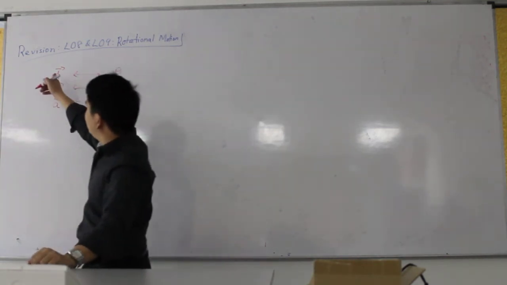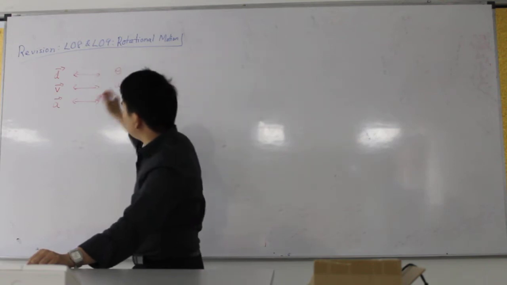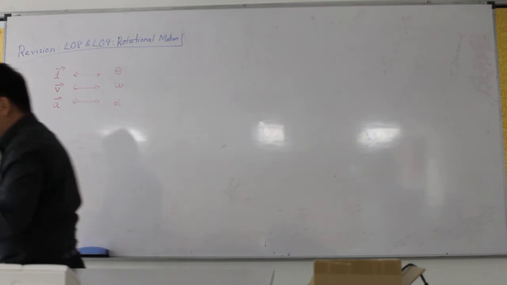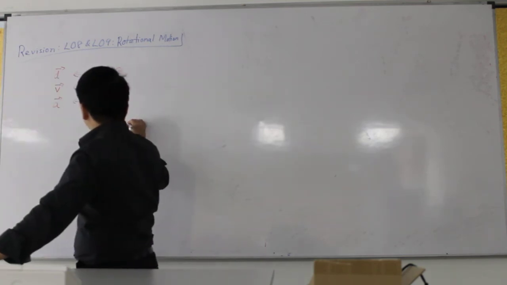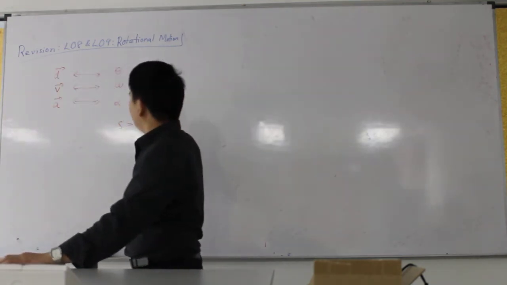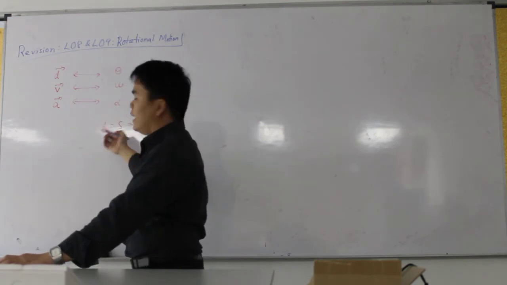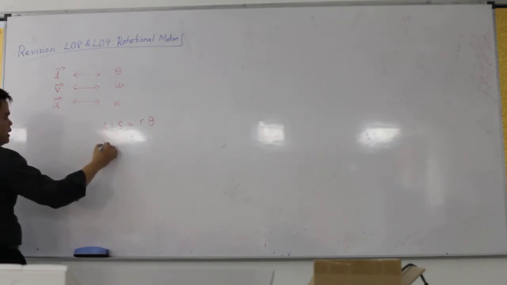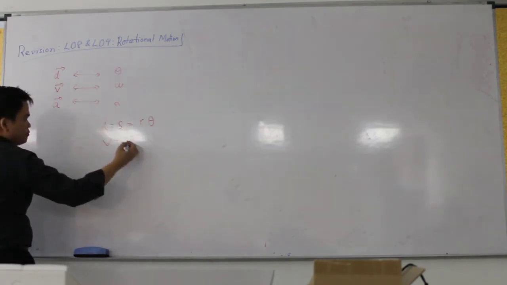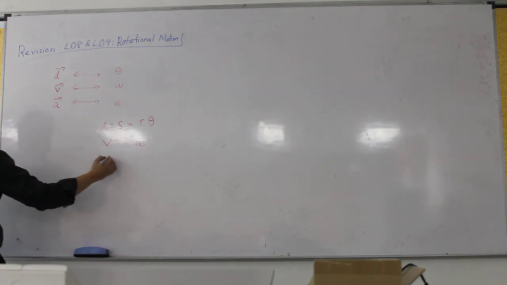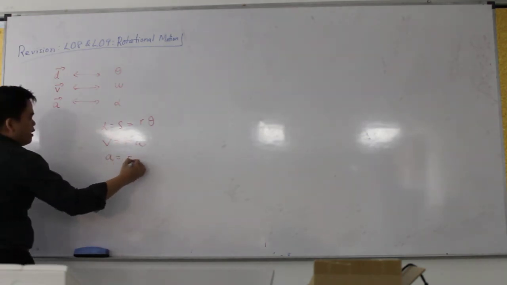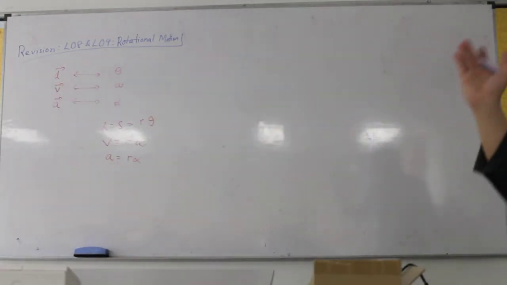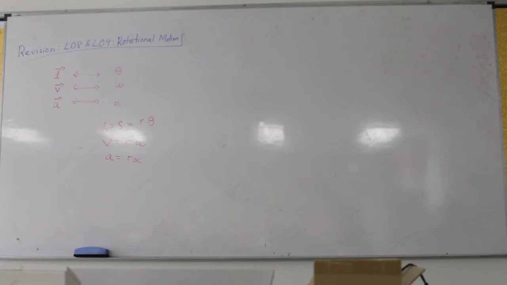If I say that this is D, sometimes maybe you can put it as S, which is just r theta. D or S depends on the variable that you define. On the other hand, v is r omega. And the last one, a is r alpha. That is the basic definition for the rotational variables.